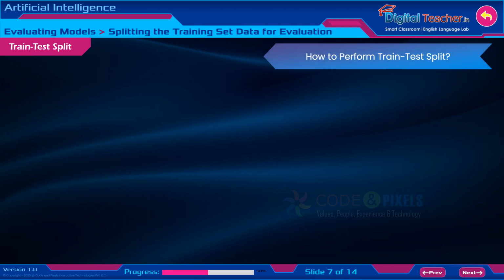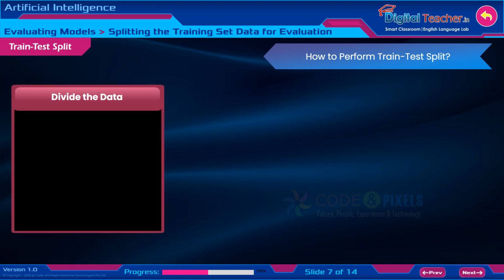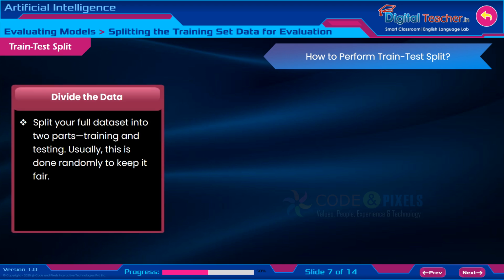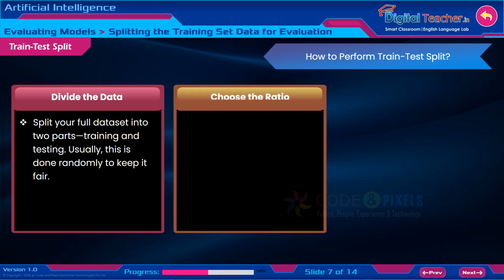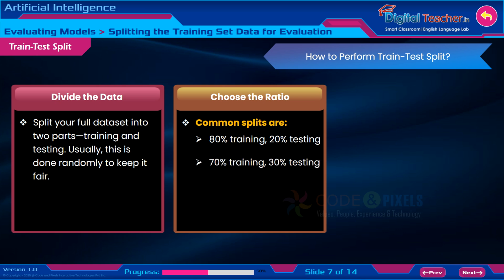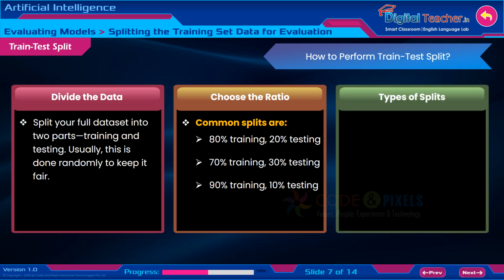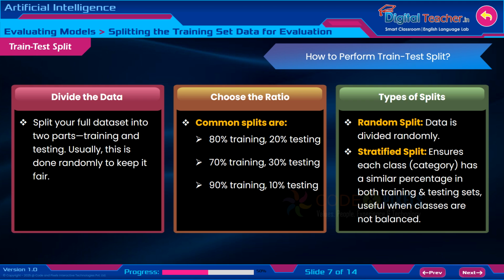How to perform train-test split? Divide the data. Split your full dataset into two parts, training and testing. Usually, this is done randomly to keep it fair. Choose the ratio. Common splits are 80% training, 20% testing; 70% training, 30% testing; 90% training, 10% testing. Types of splits. Random split, data is divided randomly. Stratified split ensures each class has a similar percentage in both training and testing sets, useful when classes are not balanced.